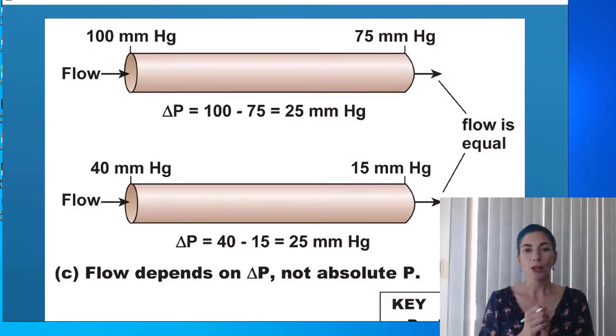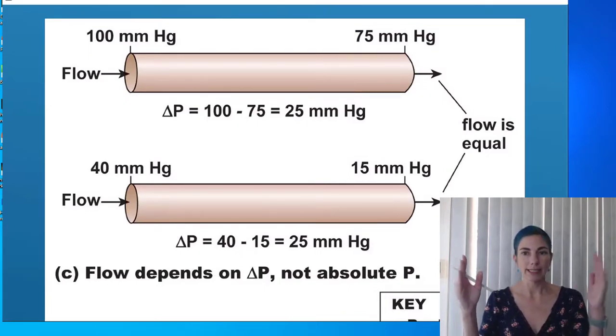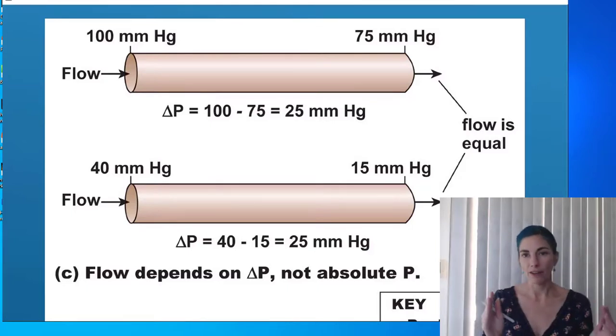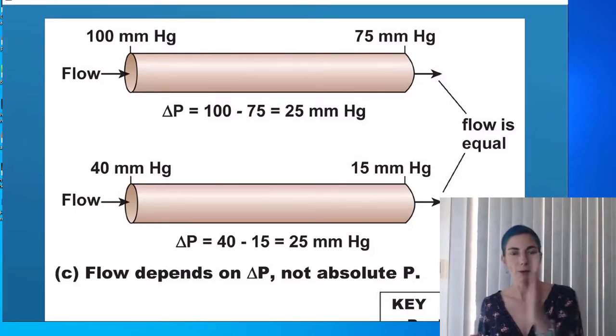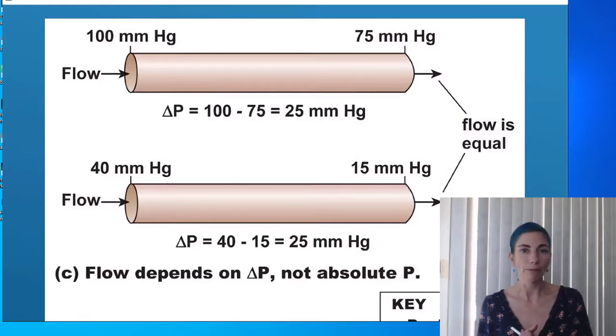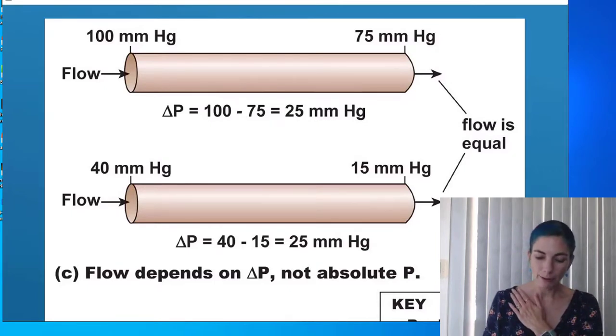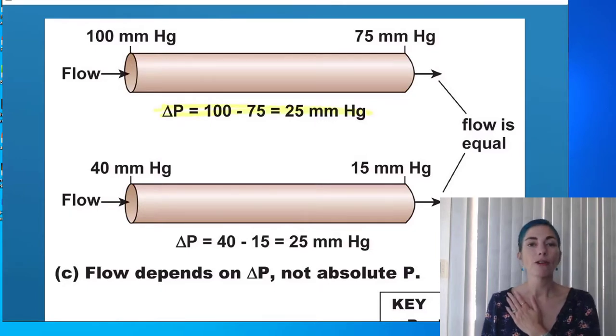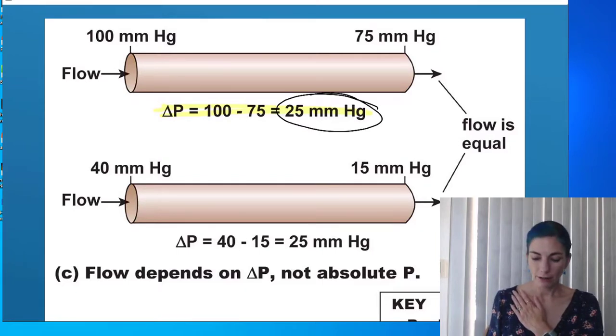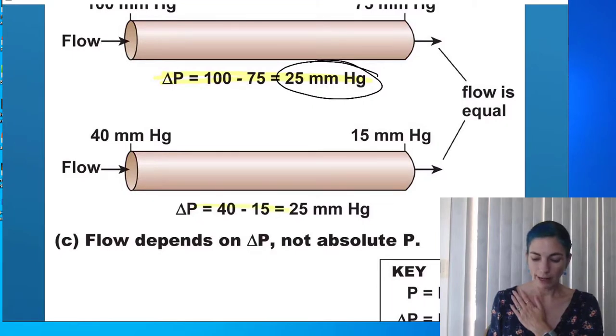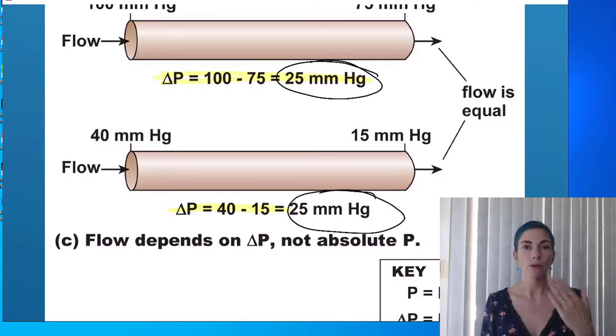In this example, we have a case where we have 175, and we have a case where we have 415. The flow, or the movement of fluid through those tubes, is equal. And that is because the gradients are equal. So let's look at this top example here. In this top example, the change in pressure is 100 minus 75. That is 25. Down here, the change in pressure is 40 minus 15. That is 25. So because the pressure gradients are equal, the flow of fluid is going to be equal.